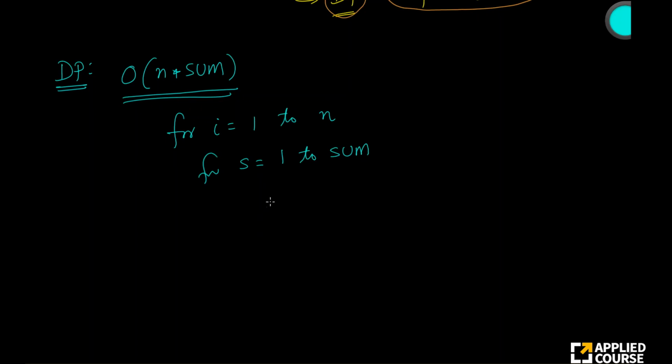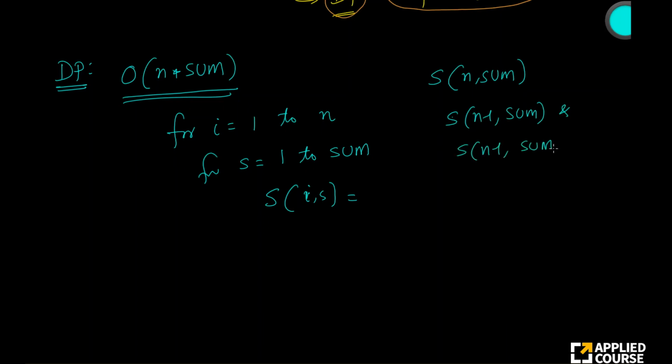Now I'll start computing S of i comma s. I'll keep computing this, because I can write S of n comma sum in terms of S of n minus 1 comma sum, and S of n minus 1 comma sum minus set of n. So I'll use the recursive formula here. I'll start with i equals 0, s equals 0. i equals 0 basically means I don't have any item in the set, and s equals 0 means my sum equals 0.